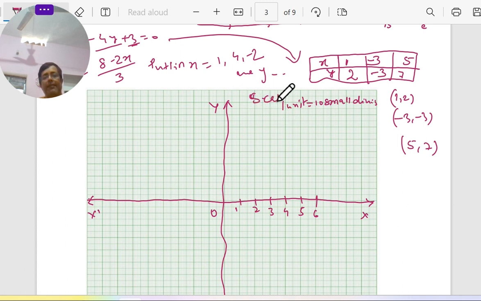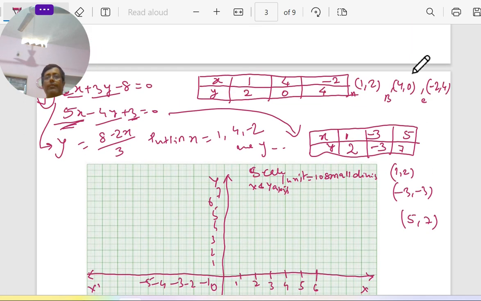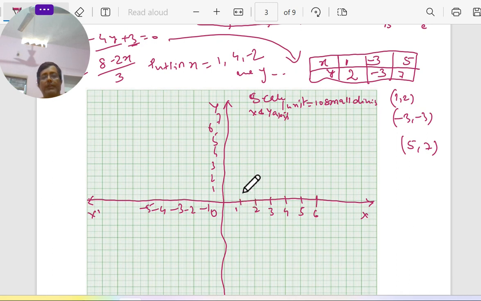Here we write a scale, x and y axis. We can write this. Now we collect the points. So here it is minus 1, minus 2, minus 3, minus 4, minus 5 I am writing. 1, 2, 3, 4, 5, 6. This is 7. So I need 1, 2 and 5, 7 and minus 3, minus 3. So I write 1, 2 point is here.